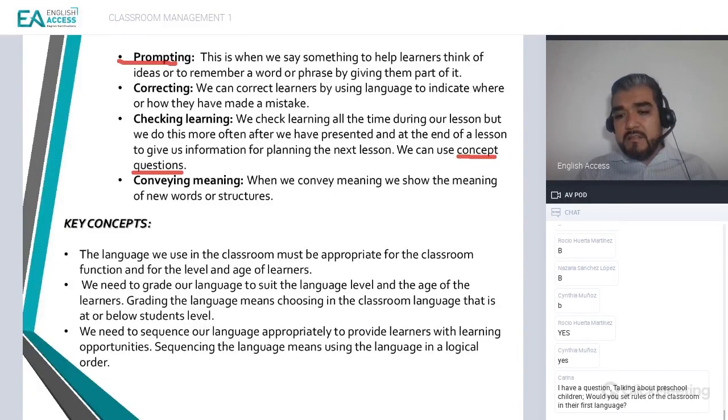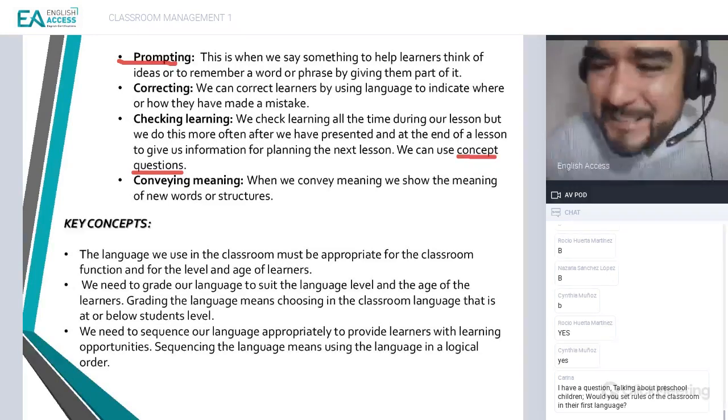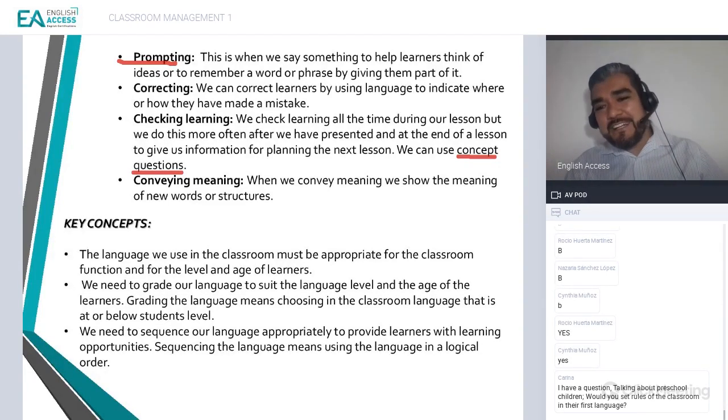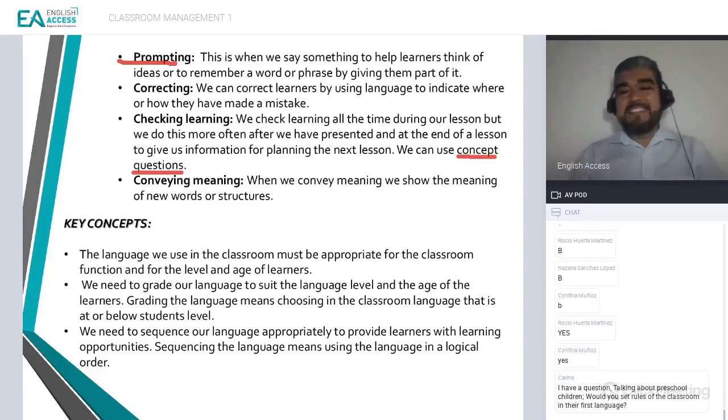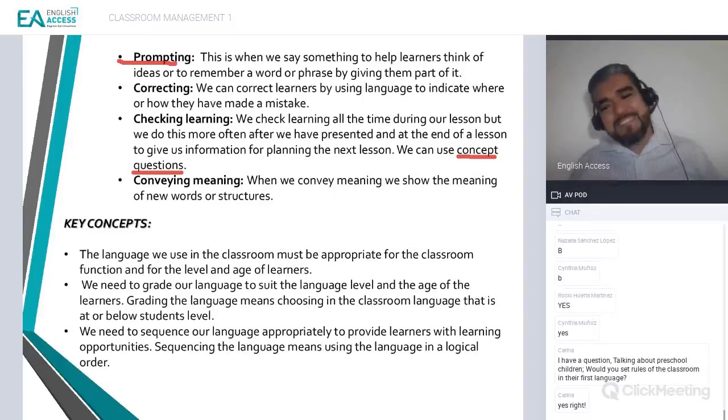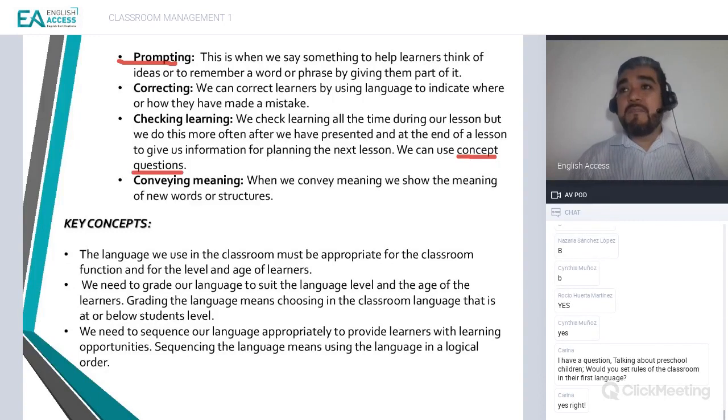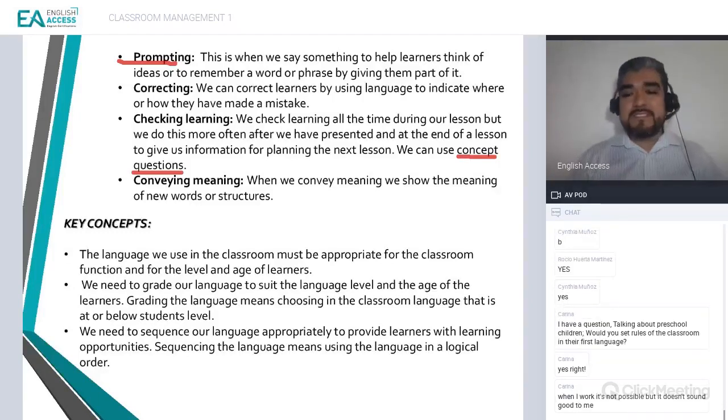Would you set rules in the classroom in their first language? Who won't? I guess unless you are teaching kindergarten in United States. If you are teaching kindergarten in United States, well, you can do it in English. But if you are teaching English in Mexico, it's important, right? There is some information that needs to be clear, and some of this information is rules, right?